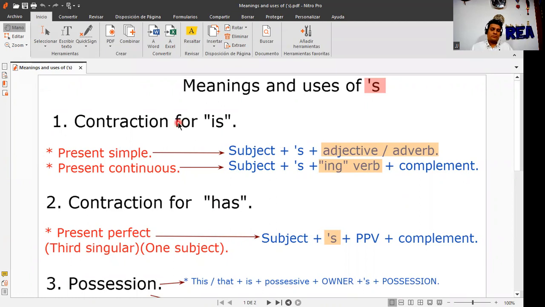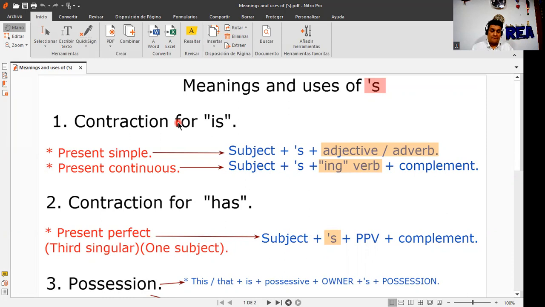So the question is, how do I know the meaning of apostrophe S when I'm reading or listening? Really easy. When I teach English, I always say to my students, you must pay attention to the word next to the multi-meaning word or phrase, whatever.